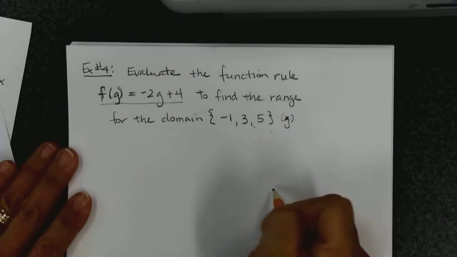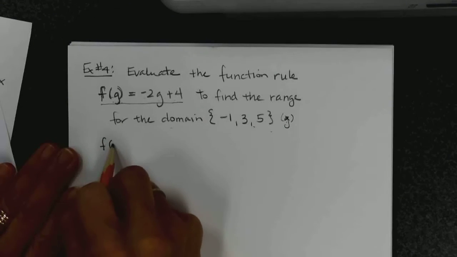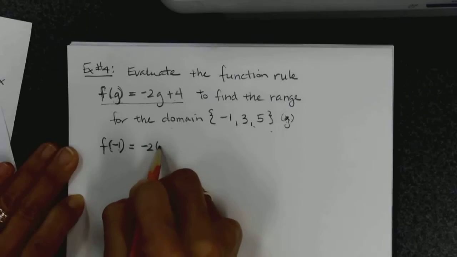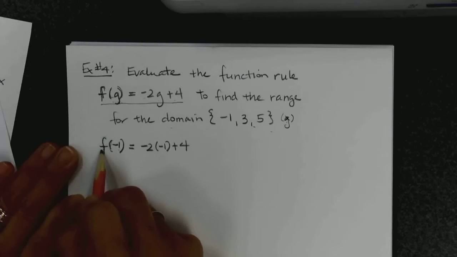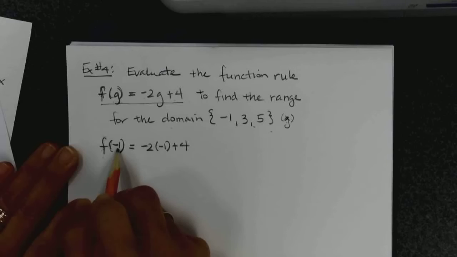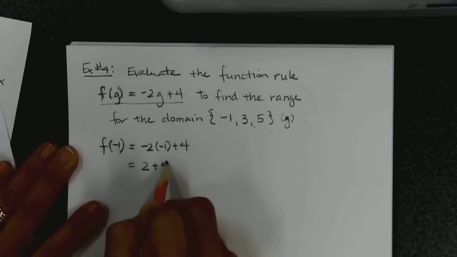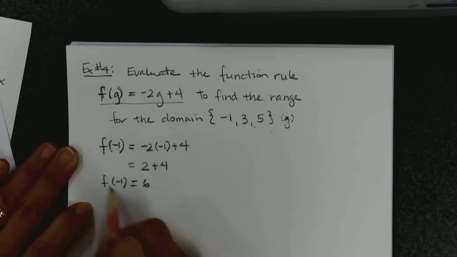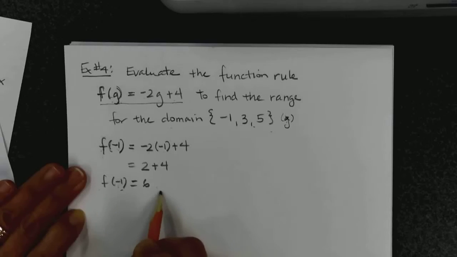And then we're going to find the range. This is what you've got to do. You plug in when g is negative 1. So when g is negative 1, the function is equal to negative 2 times g, which is negative 1, plus 4. That is negative 2 times negative 1, which is 2, plus 4, which is 6. So f of negative 1 is equal to 6. You don't do anything with that negative 1. All it's saying is when g is negative 1, the function is equal to 6.